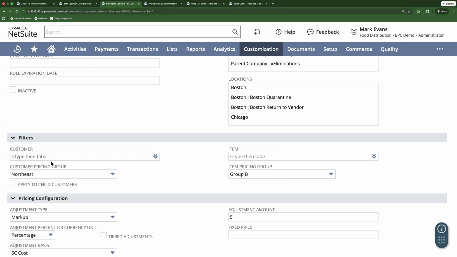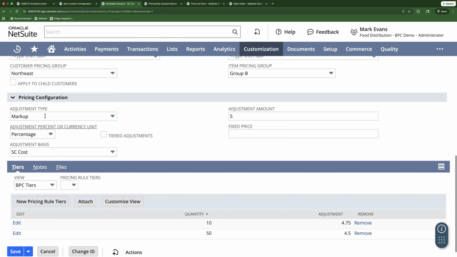Through configuration, you can also use custom fields on either the customer or item record to build these rules. So you are not limited to NetSuite native fields. And in that way, this tool really can address your pricing mechanisms.